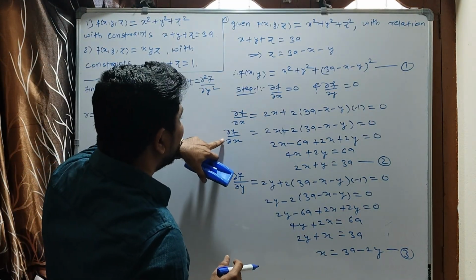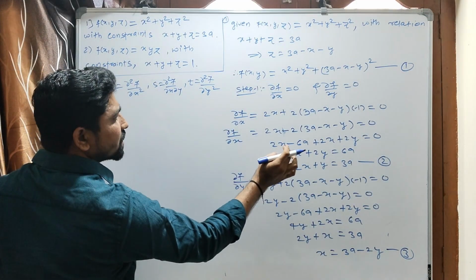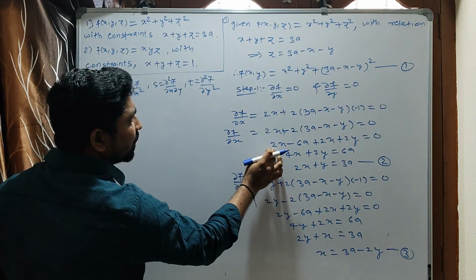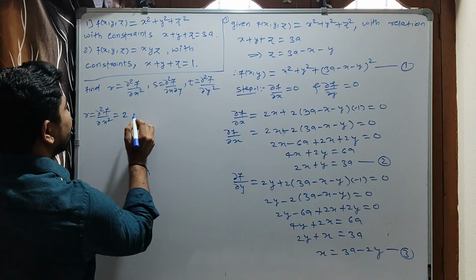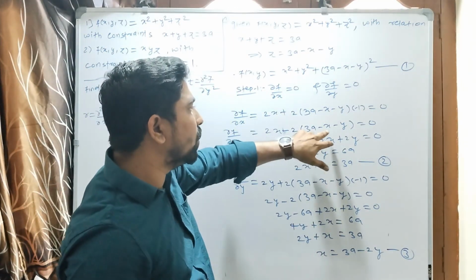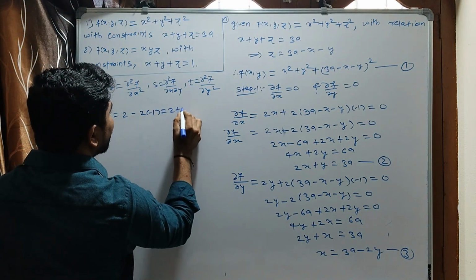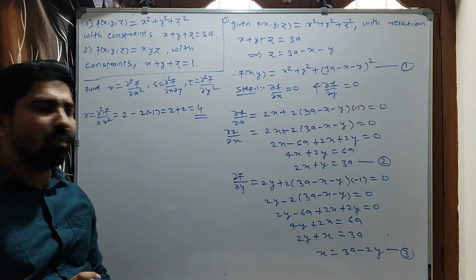Let's say this is my ∂f/∂x. The partial derivative of 2x is simply 2. Then minus 2 times the partial derivative of 3 minus y with respect to x, which is minus 1. So this is minus 1, which is equal to 2 plus 2, which is equal to 4. Therefore R equal to ∂²f/∂x² is 4.